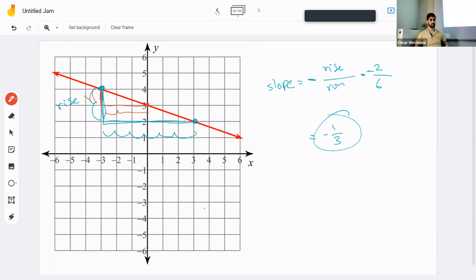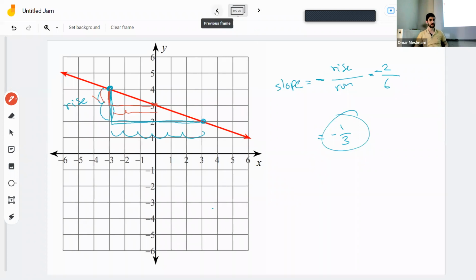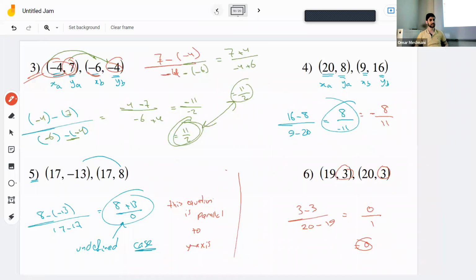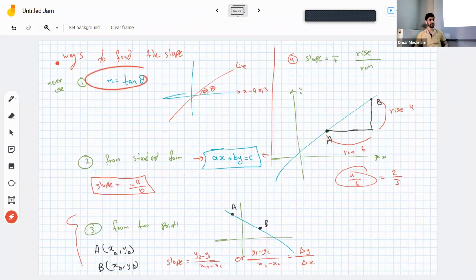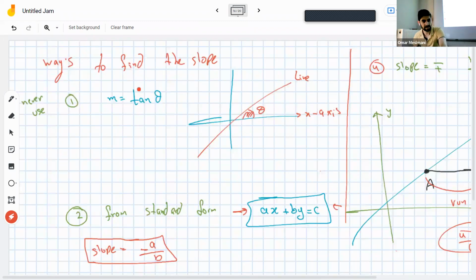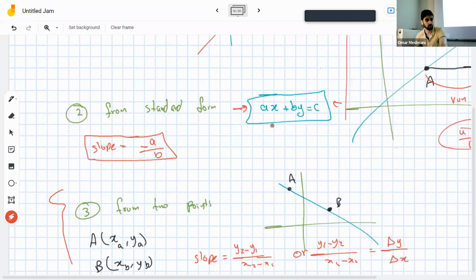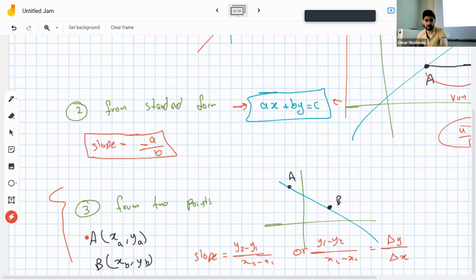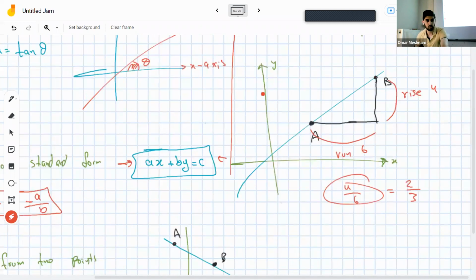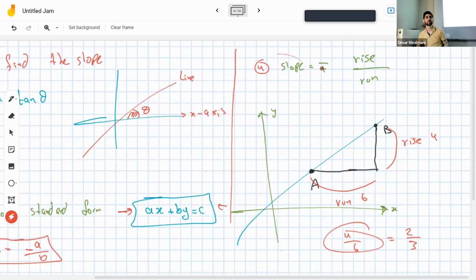So that's it for the ways to find the slope. The first way is slope is equal to tangent of theta, where theta is the angle between your line and your x-axis. The second way is from a standard form: when you have a standard form and you want to find the slope, you just say it's minus a over b. A third way is if you have 2 points: difference of y's over difference of x's. And the fourth way is slope equals positive or negative rise over run. You just choose 2 points and you do rise over run, and basically that's it.